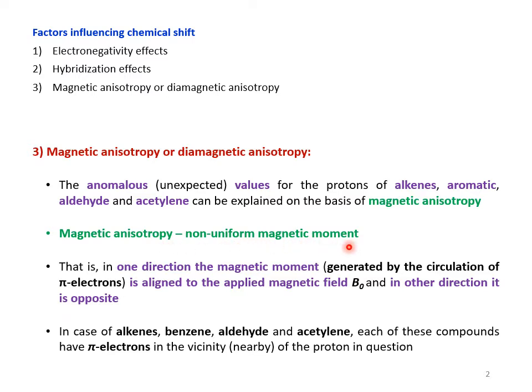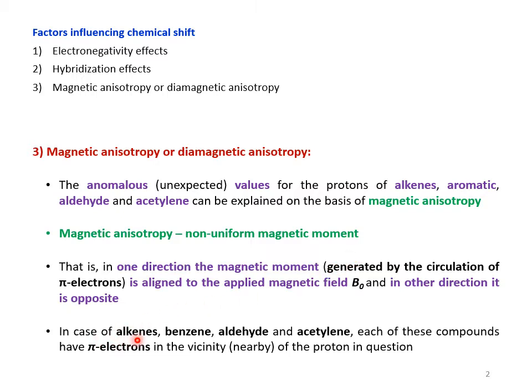So anisotropy means non-uniform magnetic moment, which is generated by the circulation of pi electrons. The magnetic moment generated by the circulation of pi electrons is aligned with the applied magnetic field in one direction, and it is opposite to the applied magnetic field in another direction. Because of this difference, the magnetic moment generated by the circulation of pi electrons is called the anisotropic effect, because it is non-uniform magnetic moment.